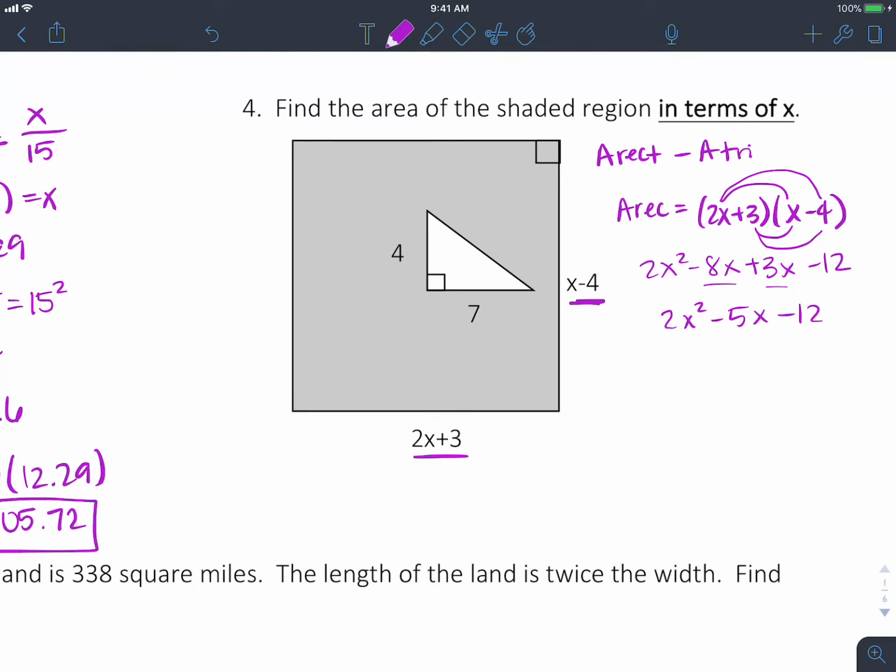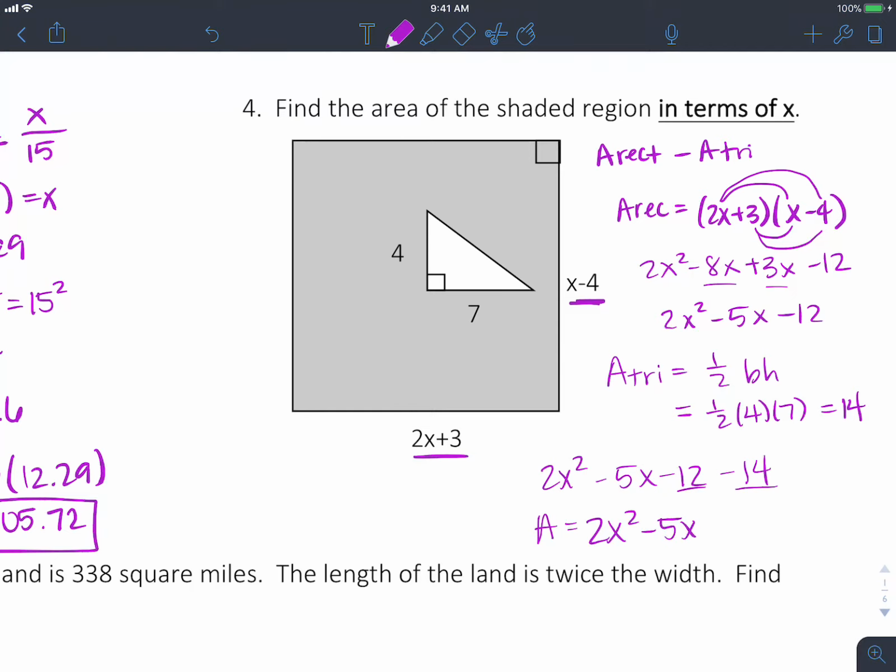Then we are going to find the area of our triangle. Triangle is 1/2 base times height. Luckily we already have that, so we have 1/2 times 4 times 7, which is going to give us 14. From there we're just going to subtract our rectangle and our triangle. So we get 2x squared minus 5x minus 12 minus 14. Then again, we just have these two like terms. So our final area for number 4 is going to be 2x squared minus 5x minus 26, and that is our final answer in terms of x.